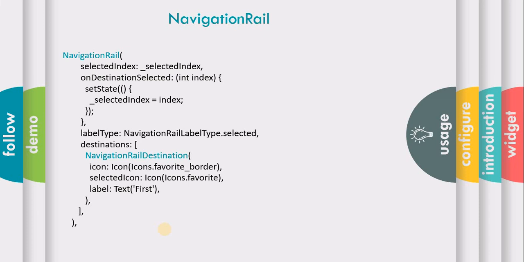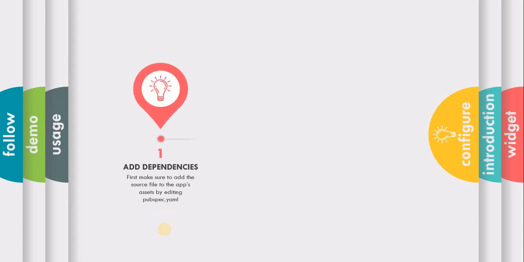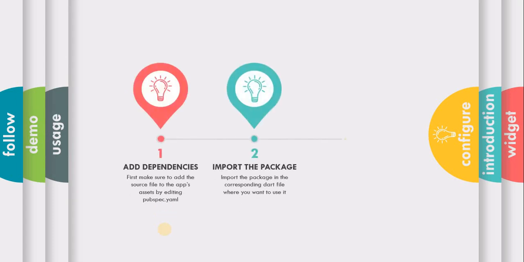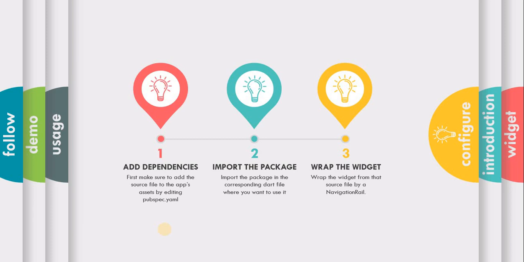And below we are having the property destinations. This property consists of a list of navigation rail destination objects. So in this tutorial we'll see how to add this dependency and how to import this package and how to use this widget in our Flutter application. So let's get started.